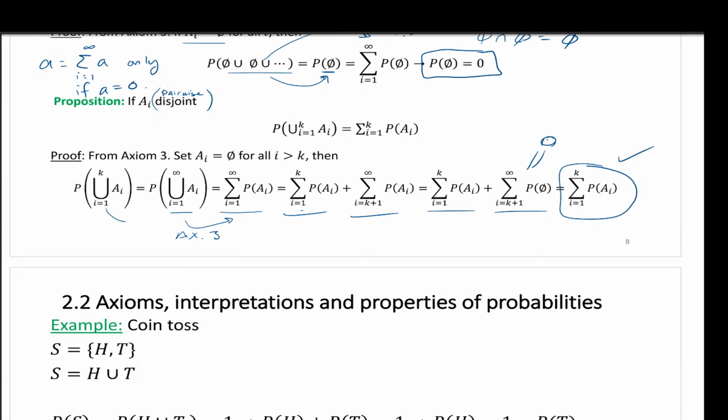These unions are equal because you're only unioning with empty sets after k. So k plus 1 to infinity, it's all empty sets. So you're not gaining anything new. So that means the union I equals 1 to k of AI equals the union I equals 1 to infinity of AI, since AI equals the empty set for I greater than or equal to k plus 1. So those two unions are the same.